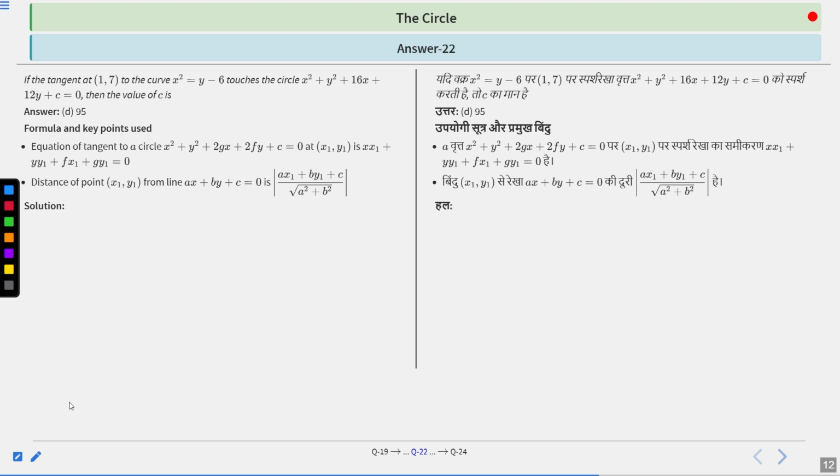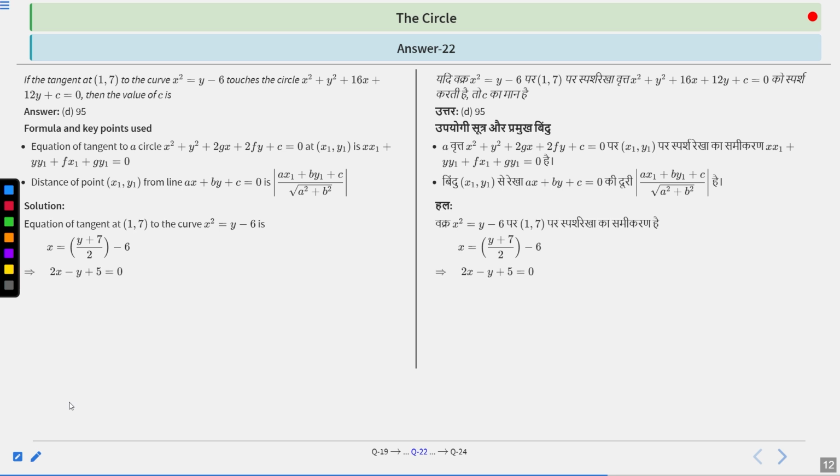Clear? So the equation of tangent at (1, 7) to the curve x² = y − 6 is x = (y + 7)/2 − 6. Clear? We basically have replaced x² with x·1 and y with (y + 7)/2, right? Clear? So after solving this, you will get 2x − y + 5 = 0.